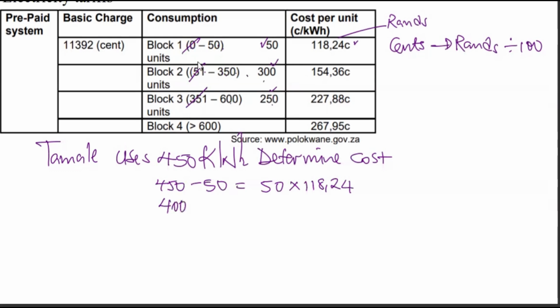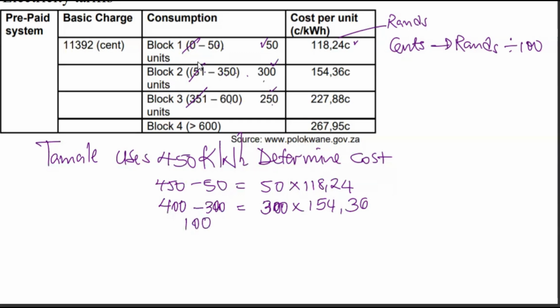400 has been pushed to block number 2, but block number 2 needs a maximum of 300. So we are remaining with 300. 300 times, how much money is that? 154,36. So remember, the person used 450, so you're remaining with 100.